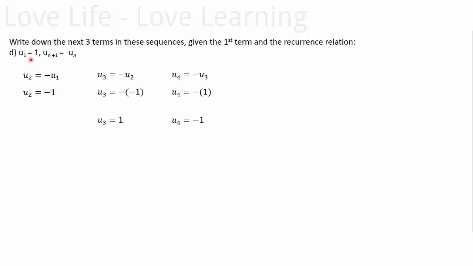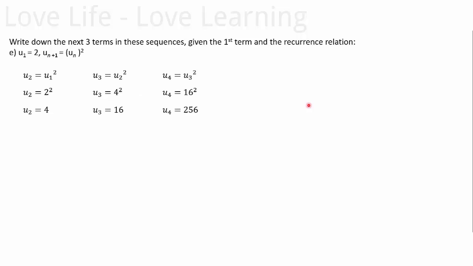The fourth problem asks us to find the subsequent values in this particular recurrence relationship where un plus 1 equals minus un. u2 will then equal minus u1, and u2 will equal minus 1 because the value of u1 is just 1. u3 will then equal minus u2, u2 is equal to minus 1, so that gives us minus minus 1, which is a value of 1. u4 equals minus u3, which in this case will just be minus 1, giving a value of minus 1.